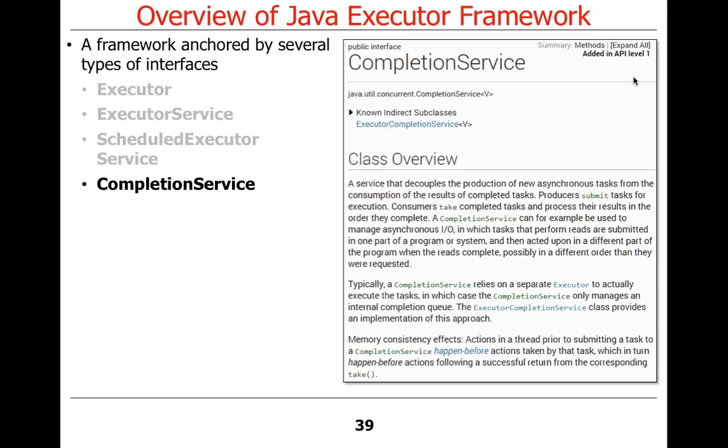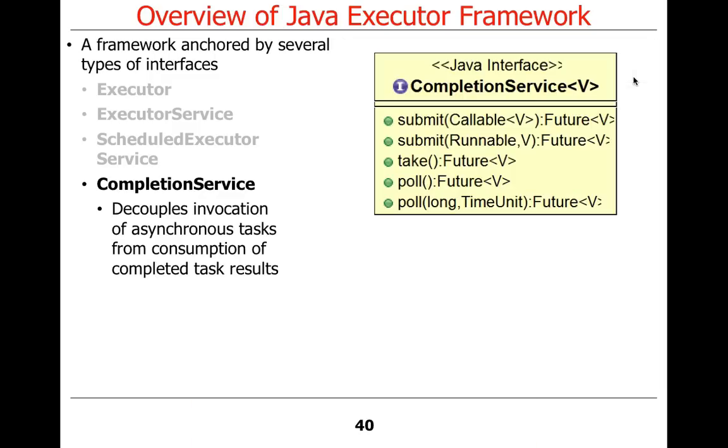The next interface is the completion service. Basically, the completion service decouples the invocation of asynchronous tasks from the consumption of the completed task results. Now, this won't make a whole lot of sense until we talk about the submit method, which is part of the Executor Service framework. We're going to talk about that, and you'll get to see how that works.